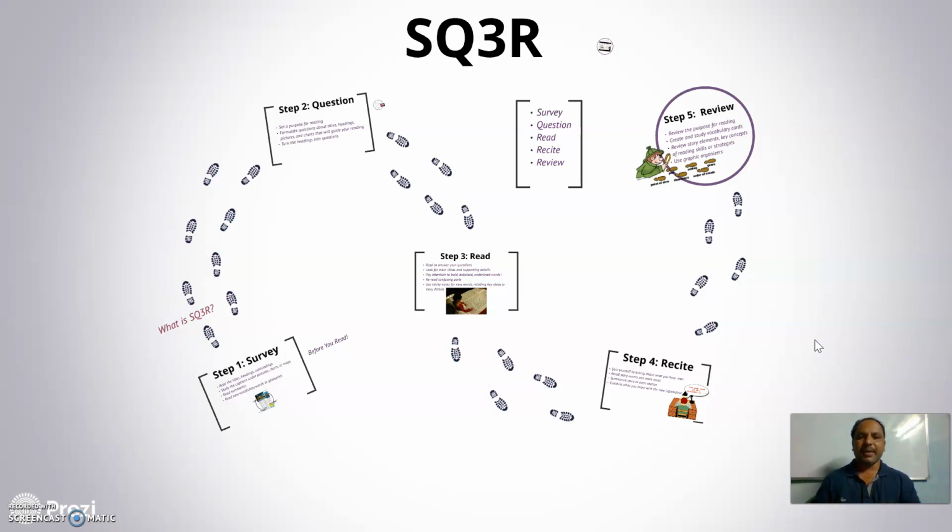SQ3R is a reading comprehension method. It is also known as a reading technique or a study method. This method was introduced by Francis P. Robinson, an American education researcher, and he mentioned this method in his book Effective Study in the year 1946. Now let us see what this SQ3R is and what the different stages in this reading method are.